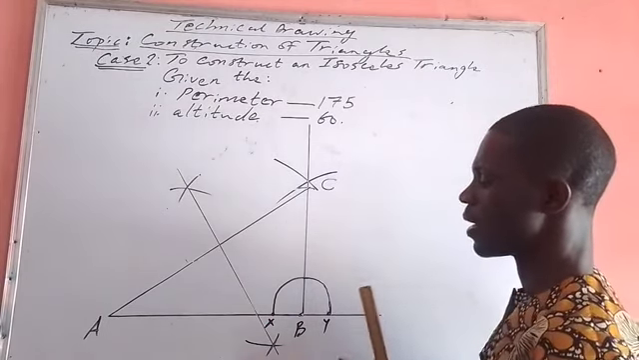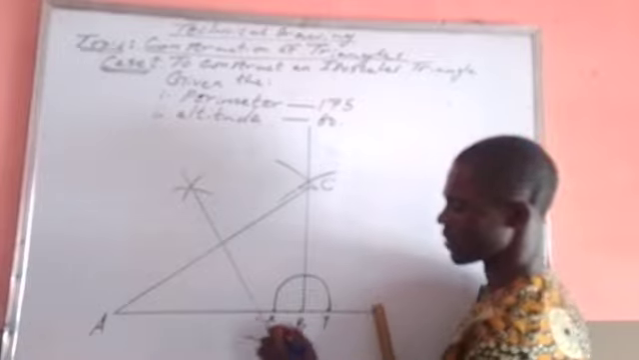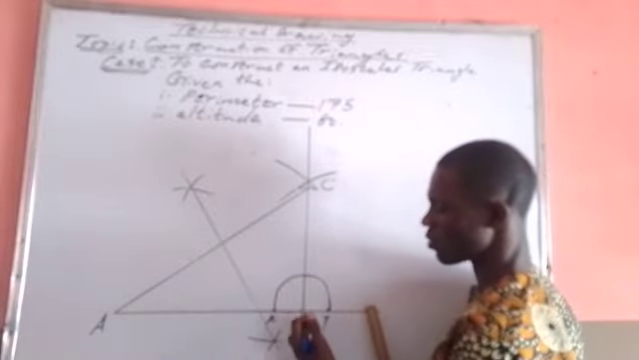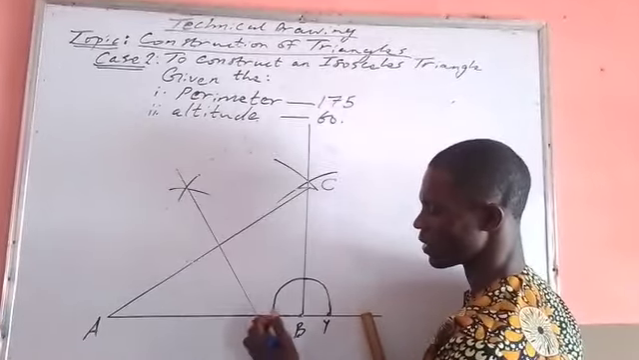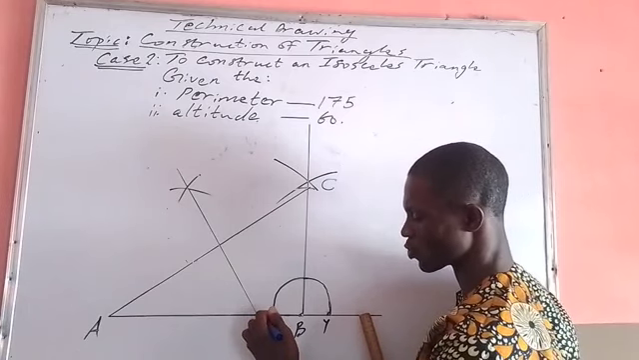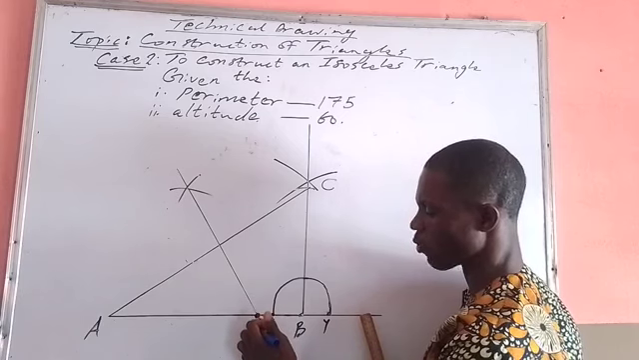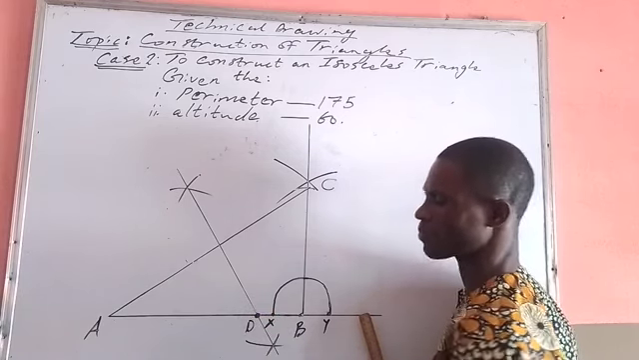Now, the point where this bisector touches line AB, we are going to take note of it. So this is the point. I will call this point D.